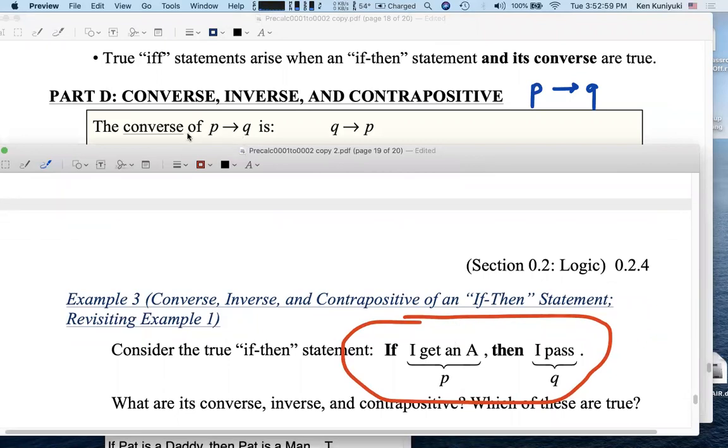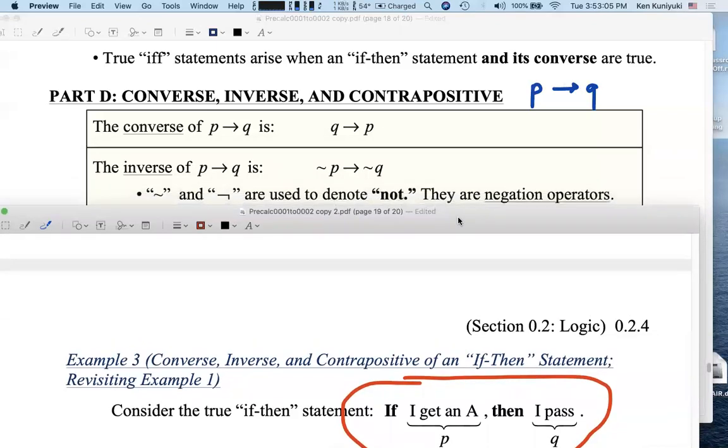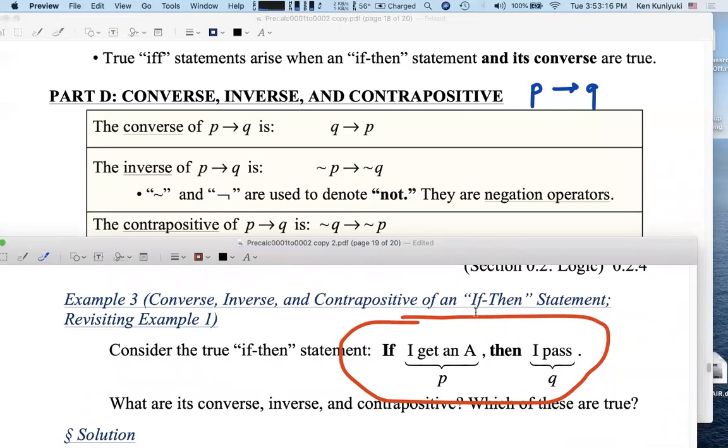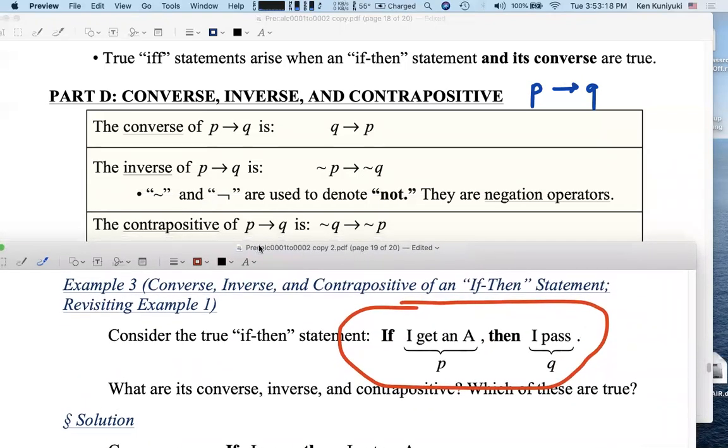Okay, well, remember, what's the converse of the statement? If Q, then P. The inverse is if not P, then not Q, where you negate the hypothesis and the conclusion. We're not going to deal with that. I'm going to talk more about the contrapositive. So what's the contrapositive of if I get an A, then I pass? The contrapositive of if P, then Q is if not Q, that's what the tilde means, then not P.